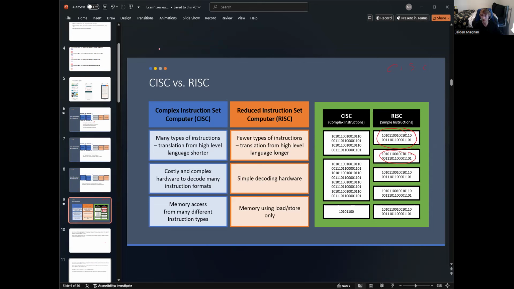But yeah, so anyway, the instructions are very, very short, and it's very easy to decode, which means it's cheaper than a CISC instruction set. The downside of this is when accessing memory, you can really only do it with load and store.